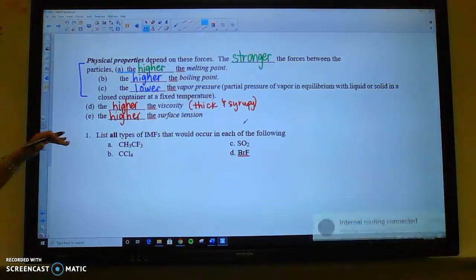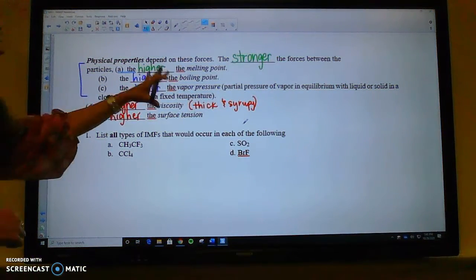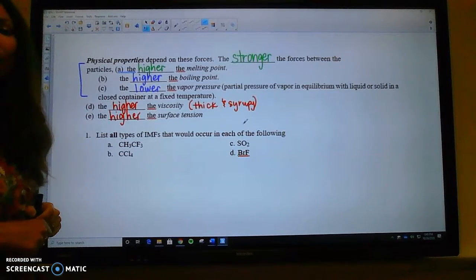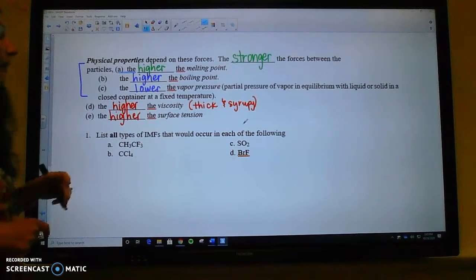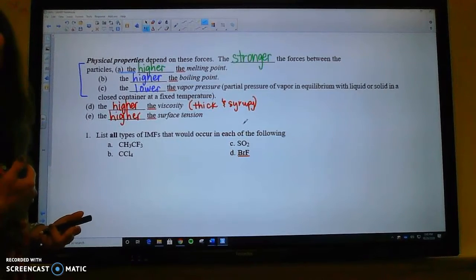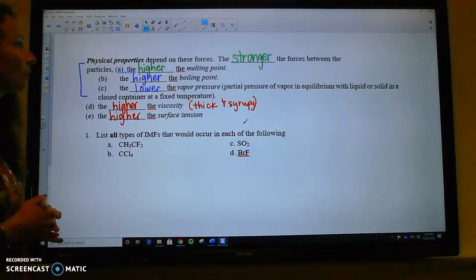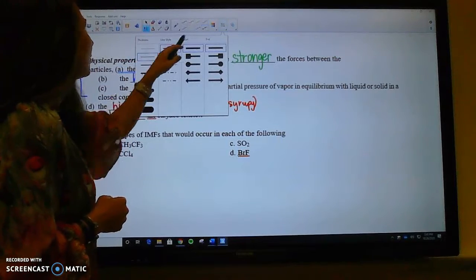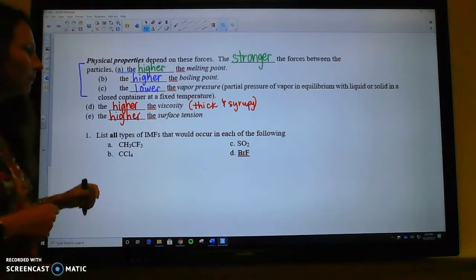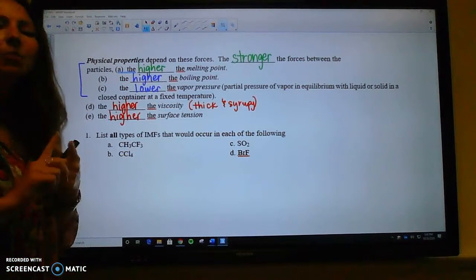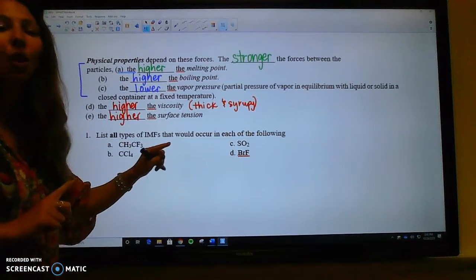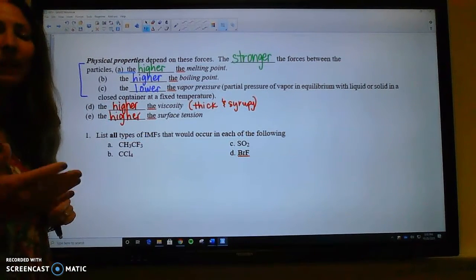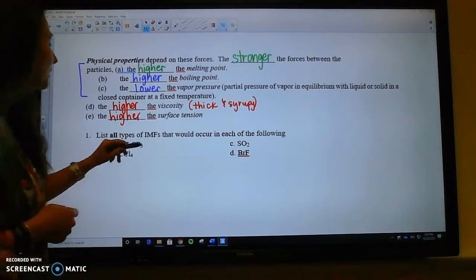So in this first example, it says list all types of intermolecular forces that would occur in each of the following. So we have to look at the formula and determine what type of intermolecular forces are present. In every example, there's one type of intermolecular force that you'll always see, no matter what, okay? And that's going to be the weakest, which is dispersion forces.